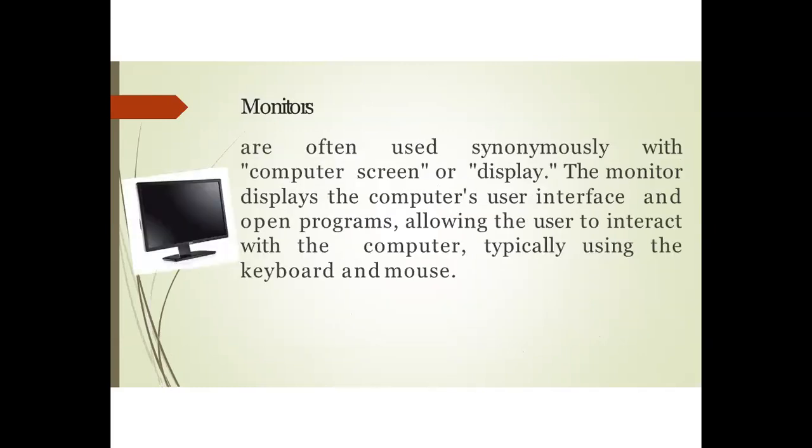So the best example for the output device or devices is the monitor. So monitors are often used synonymously with computer screen or display. So the monitor displayed the computer's user interface and open programs, allowing the user to interact with the computer, typically using the keyboard and the mouse.